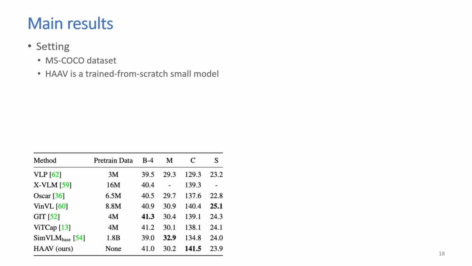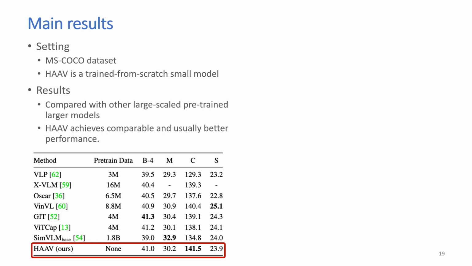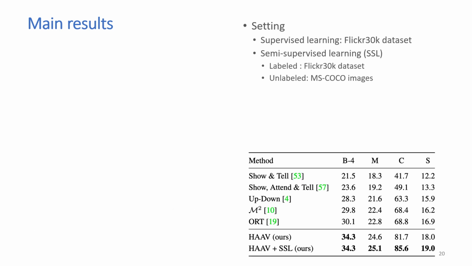We first evaluate our method HAAV, which is a trained-from-scratch small model, on the MS-COCO dataset. Compared with other large-scale pre-trained larger models, our method achieves comparable and usually better performance despite using only a trained-from-scratch small model. We also train and evaluate our method on the Flickr30K dataset to demonstrate the label efficiency of our method.